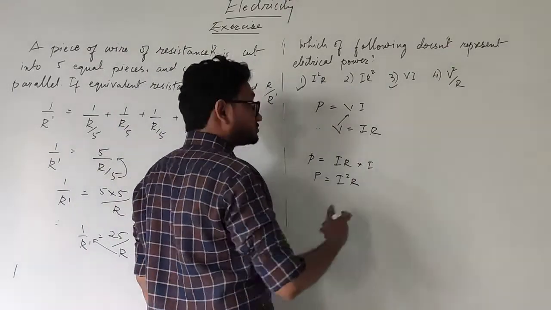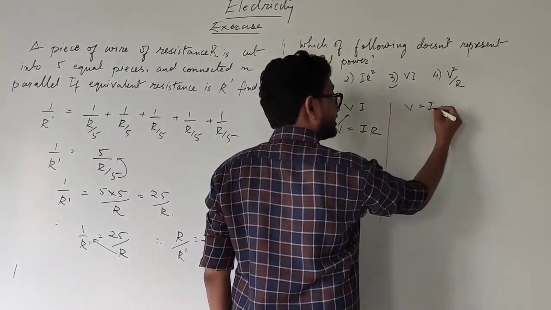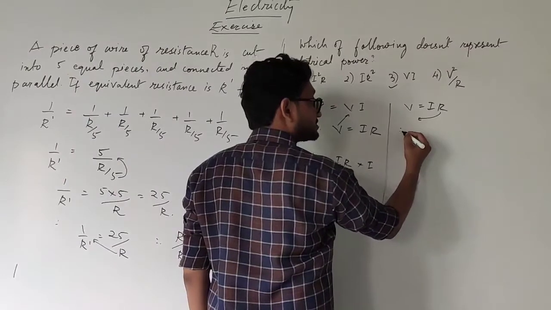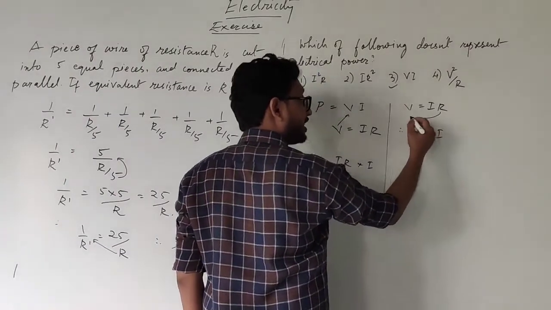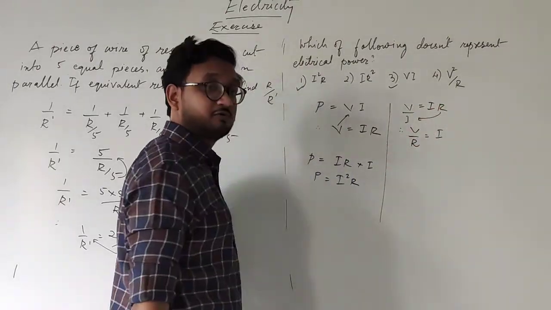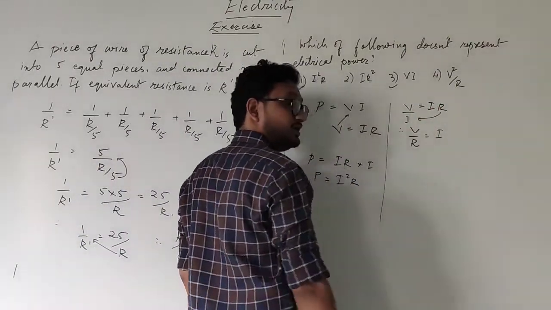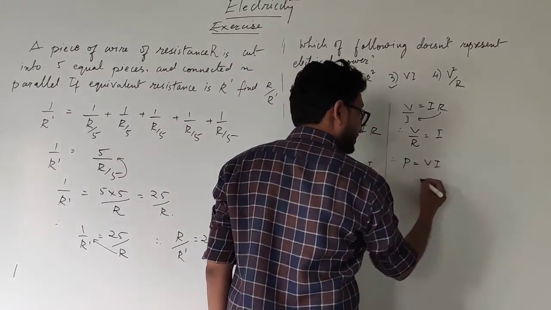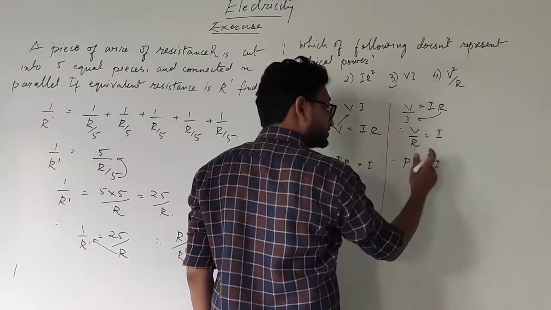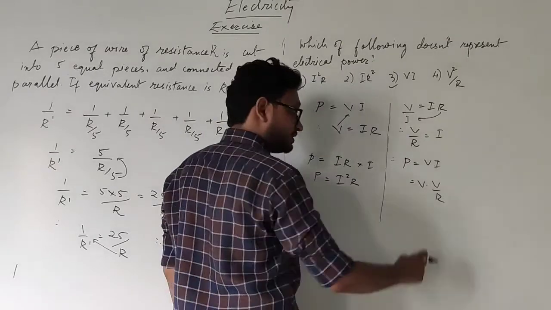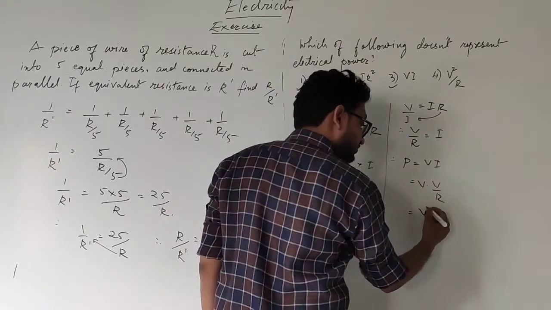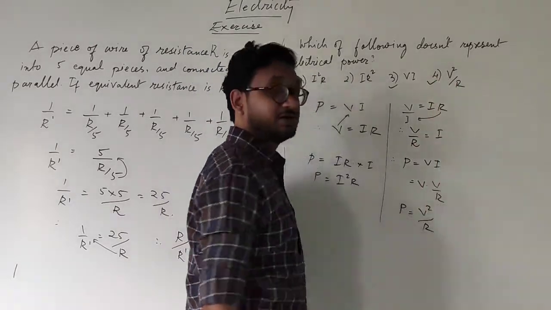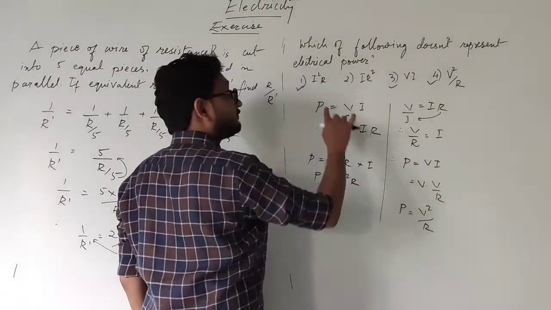Similarly, if I use Ohm's law once again, V is equal to IR, and find the value of current, R comes over by cross multiplication, so it becomes V by R is equal to I. And substitute this value of I in this equation, so what I get is P is equal to VI, that we already know, V as it is, and the current is V by R. Simple multiplication, V into V is V square by R, and this is P. So the fourth option, that is V square by R, is also the correct formula. So we have 1, 3 and 4.